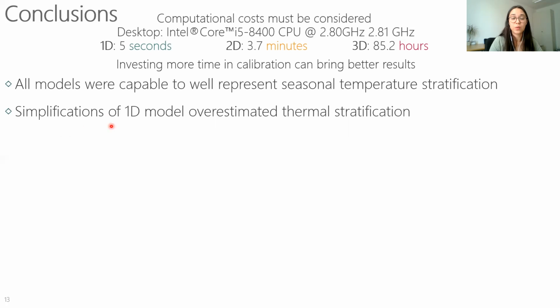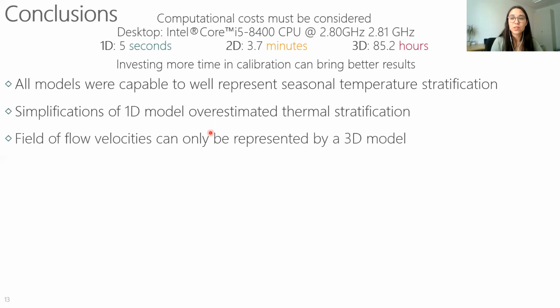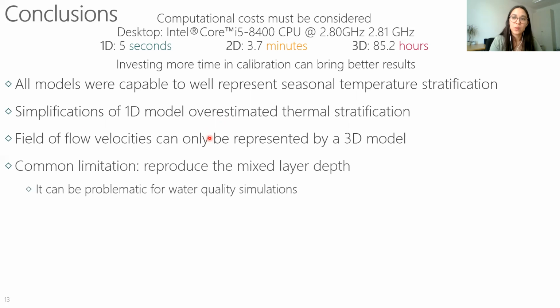The simplifications of the 1D model overestimate the stratification. The flow velocities could only be represented by the 3D model. And a common limitation was the surface mix layer depth. This can be problematic later for water quality models, because this influences the density current, and overflows are delivering nutrients to the aquatic zone, while the others are trapping nutrients in deeper layers.